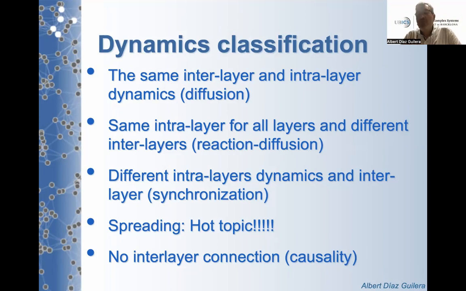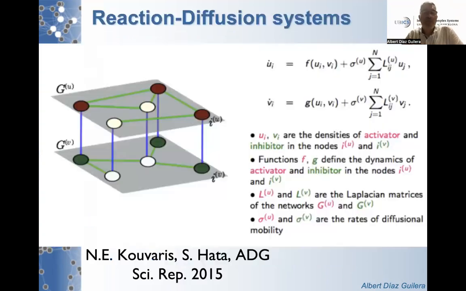And for instance, you can also deal with the topic of spreading, which unfortunately is so hot in the last couple of years, and then you will see some of the examples about spreading that are related to these dynamical properties of multiplex networks. And finally, we'll show you some cases in which you don't even have connections between the layers, but you can identify some causality properties between nodes in layers that can also be interpreted in terms of multiplex.